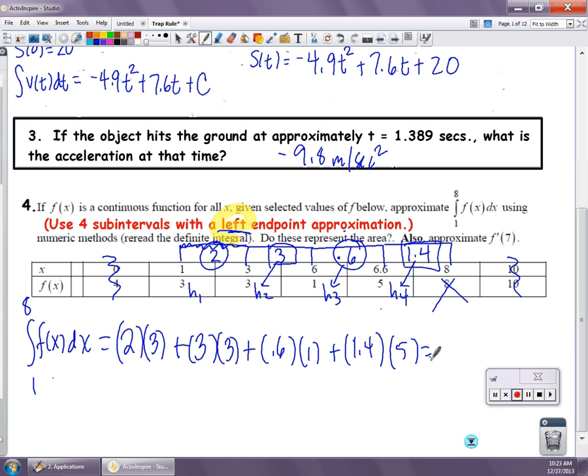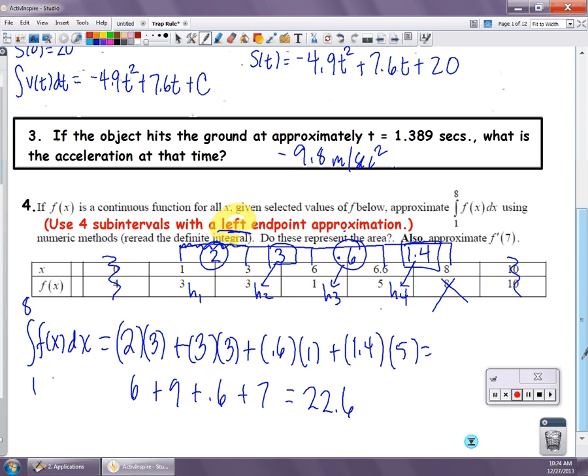And if you calculate that, that'll give you 6 plus 9 plus 0.6 plus 7. So 6 and 9 is 15, and 7 is 22, if I calculated correctly, 22.6. If I made a miscalculation, please forgive me, and you can let me know at another time.